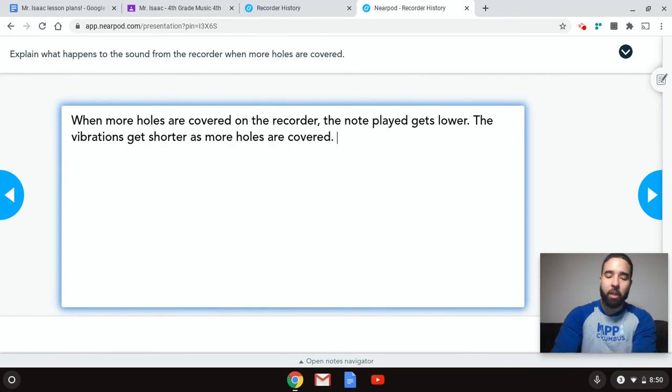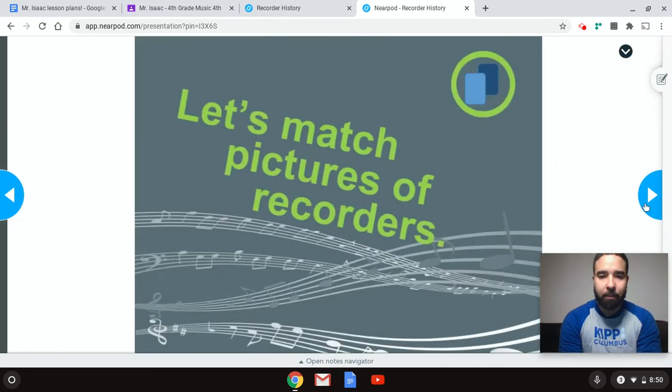I'm doing it with you so that we can get as accurate as possible when we're playing this. The more holes you cover, the lower the note goes. The fewer holes you cover, the higher the note is, okay? That's a general rule for the recorder and a general rule for most instruments in the woodwind family. Once you're done with this, go ahead and submit it and click next.